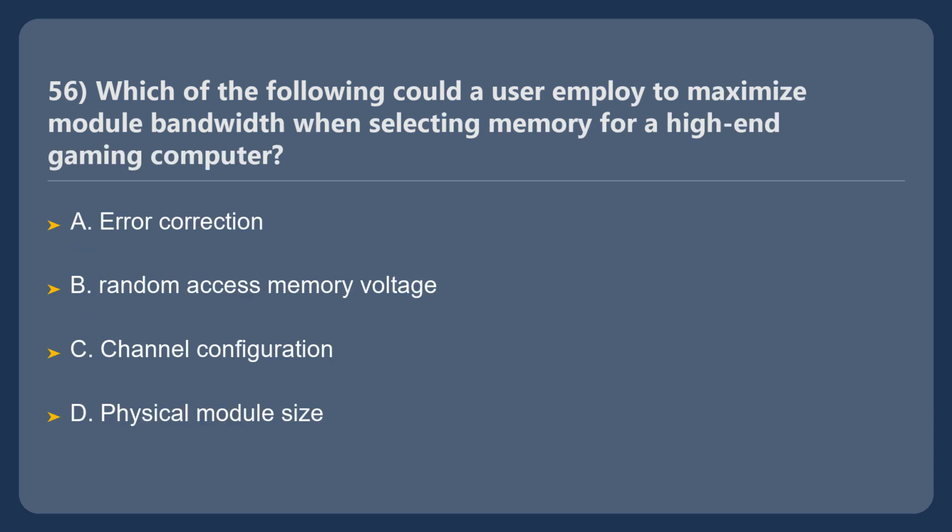Question 56. Which of the following could a user employ to maximize module bandwidth when selecting memory for a high-end gaming computer? Option A, error correction. Option B, random access memory voltage. Option C, channel configuration. Option D, physical module size. The correct answer is option C, channel configuration.